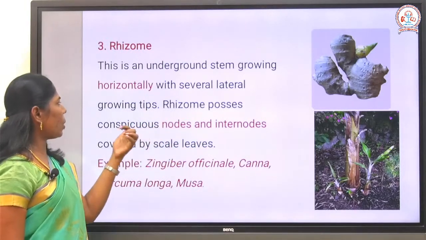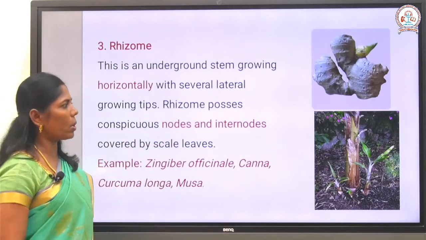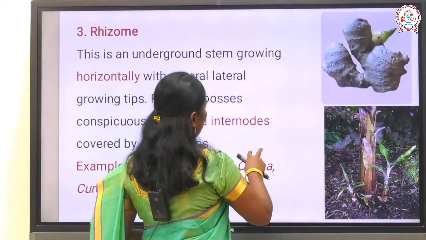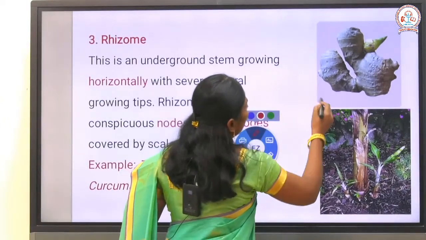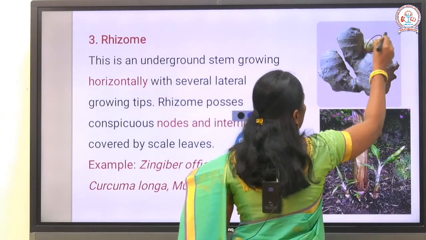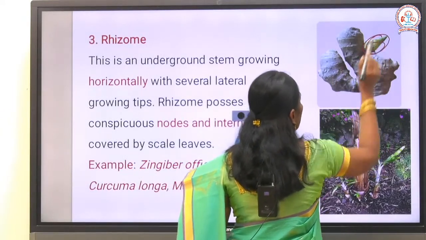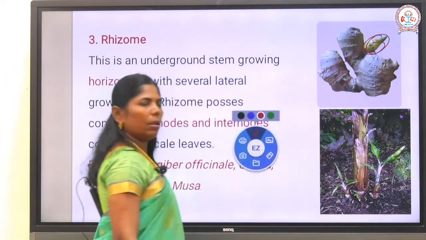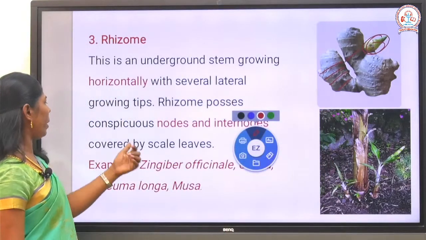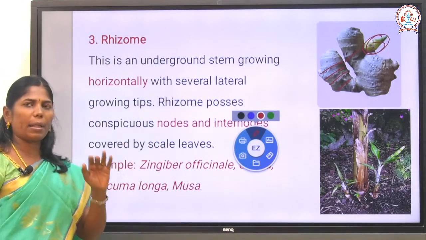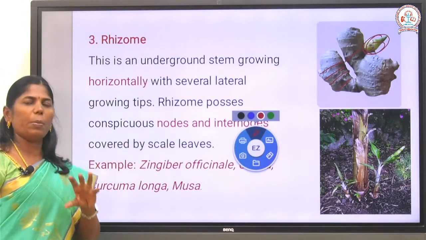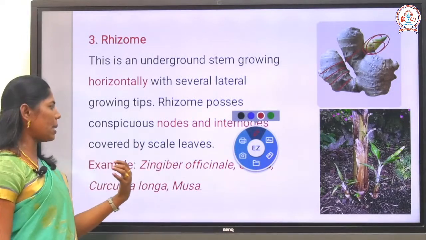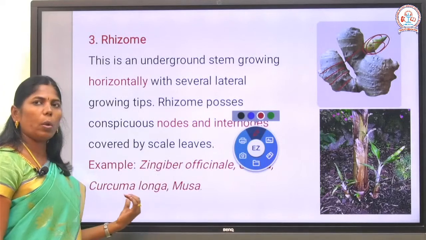So rhizome possesses a conspicuous node and internode. So actually this is the node and internode region. So this region, okay. So this is the axillary bud. So this is one node, each and every one is a node. Okay. So this is considered as a node and internode that's covered by scaly leaves. So all the underground stems have scaly leaves present. So covered with the scaly leaves. Examples: Zingiber officinale and Curcuma longa.